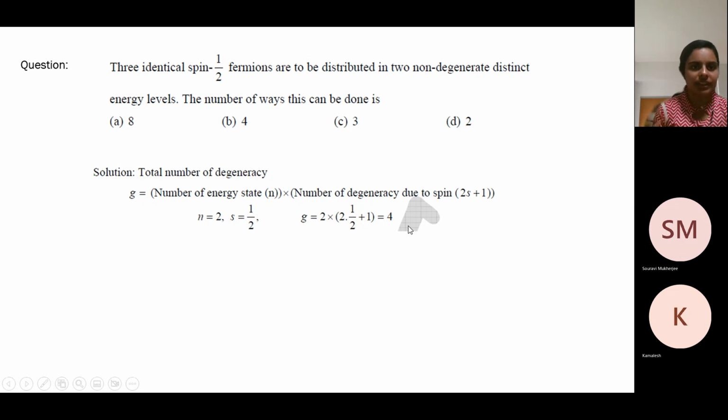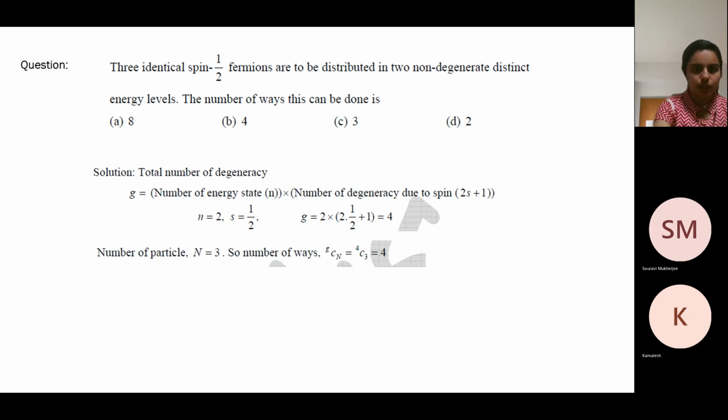And now you have 3 particles. So what are the number of ways in which this can be done? That is given as 4C3, right? So this is how you would find the number of ways in which you can distribute the spin half fermions, right?